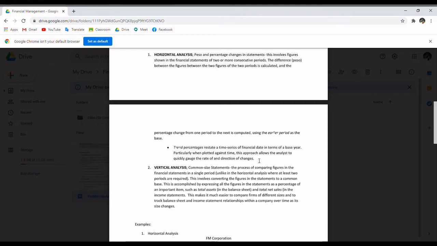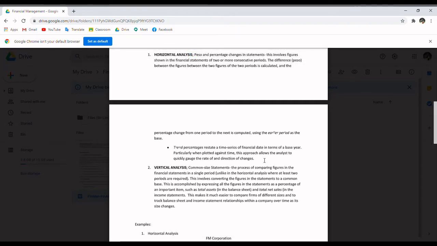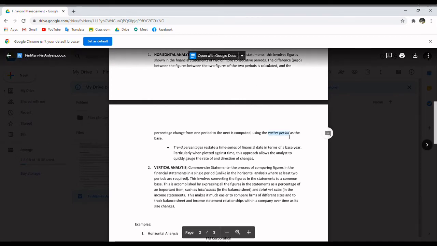For example, if we have 2018, 2019, and 2020, if we have figures from those 3 years, first we deduct the figure of 2018 from 2019. Then we deduct 2018 from 2020. Then from those differences, we divide it by the figure of 2018 because 2018 is the earliest period. And from the horizontal analysis, it is stated here that the earlier period is used.